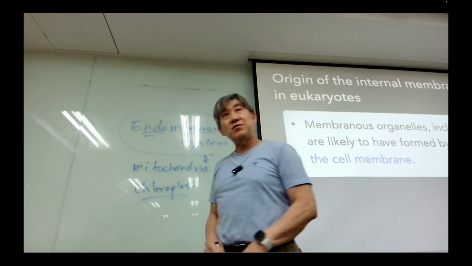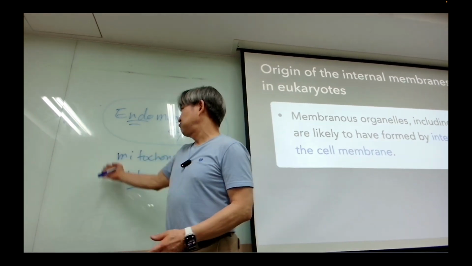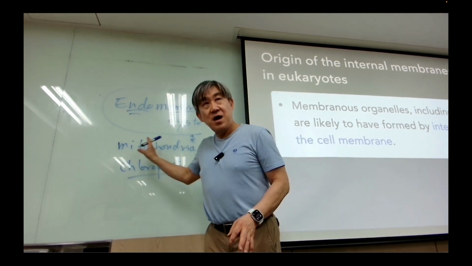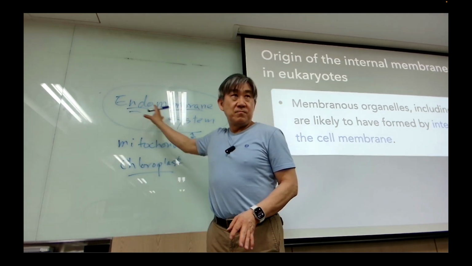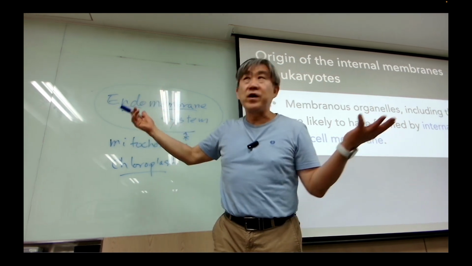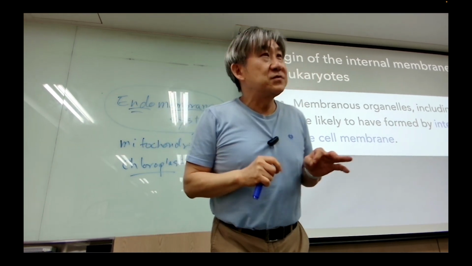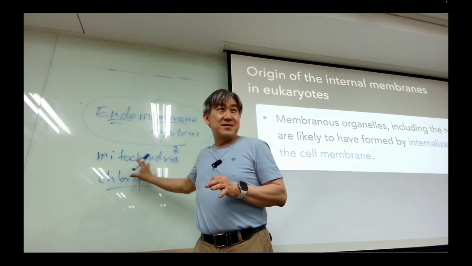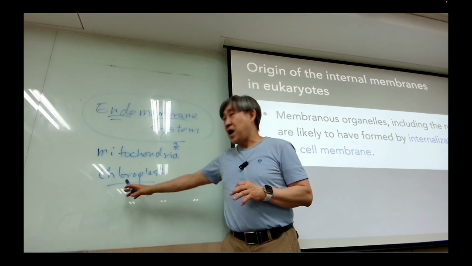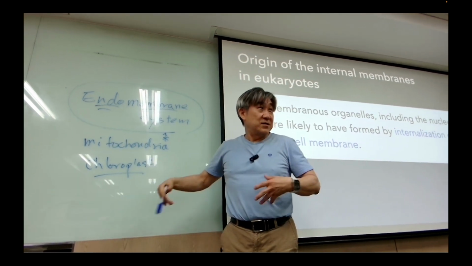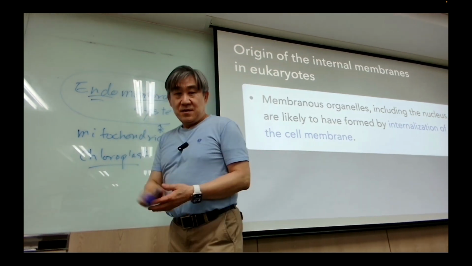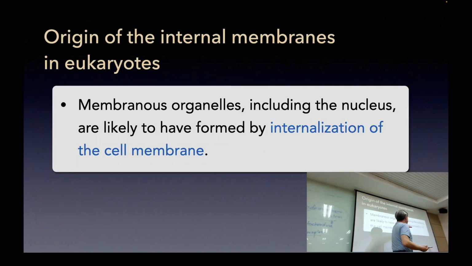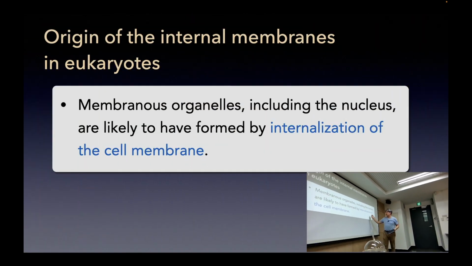These two, mitochondria and chloroplast, we cannot put into this endomembrane system because they are too different from the rest of the things. That's where this so-called endosymbiosis theory had to come in to explain the origin of mitochondria and the chloroplast in terms of evolution. Others, we can try to explain with something like internalization of the cell membrane.